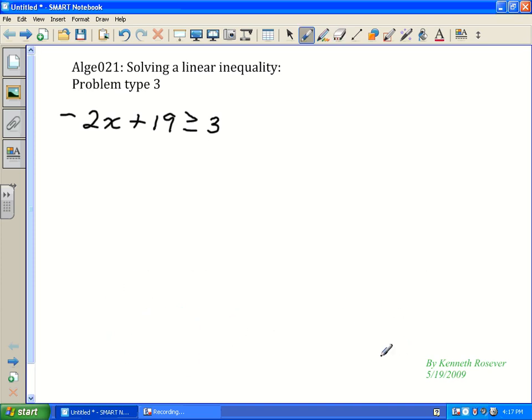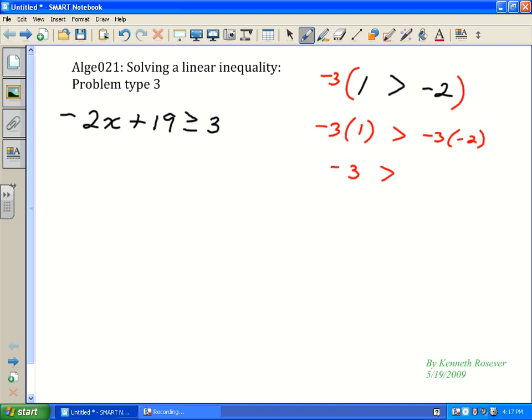Let's take two things. We'll say 1 is greater than negative 2. $1 in your account is much better than negative $2 in your account. But let's multiply both sides by negative 3. So everything times negative 3. Negative 3 times 1 is greater than negative 3 times negative 2. Let's check that. Negative 3 is greater than negative 3 times negative 2, which is negative 6. Negative 3 is greater than negative 6.